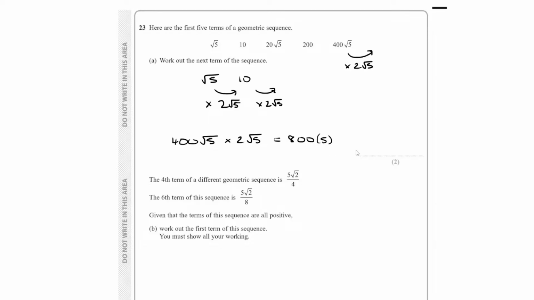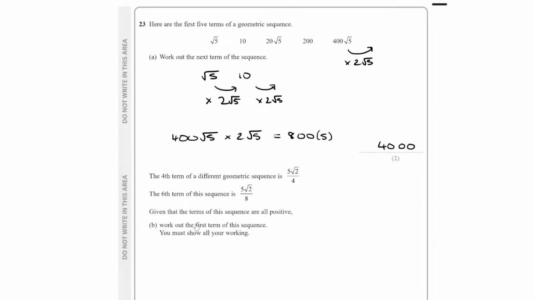Multiplying by 5, I mean, you can obviously do 8 times 5, add the zeros, or you can just times it by 10 and then half it. Either way, you should get 4,000. Okay, so that's part A.